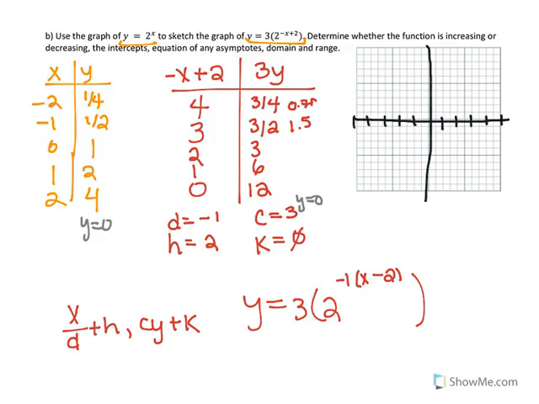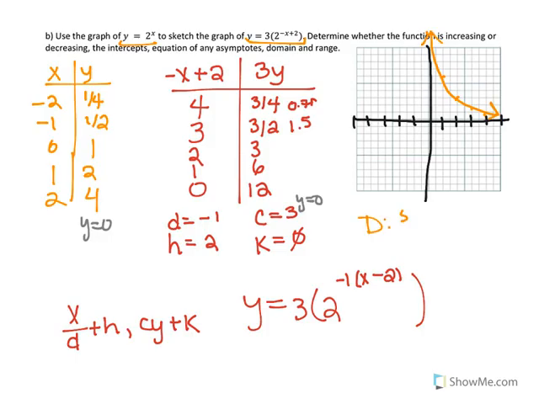So let's graph this. So we have 4 and 0.75. We have 3 and 1.5, 2 and 3, 1 and 6, 0 and 12, somewhere up here. Oh, wait. Alright, so it would go up and over. So there is our new graph.